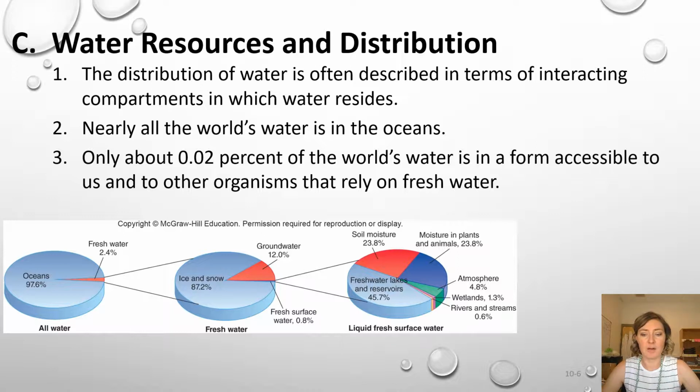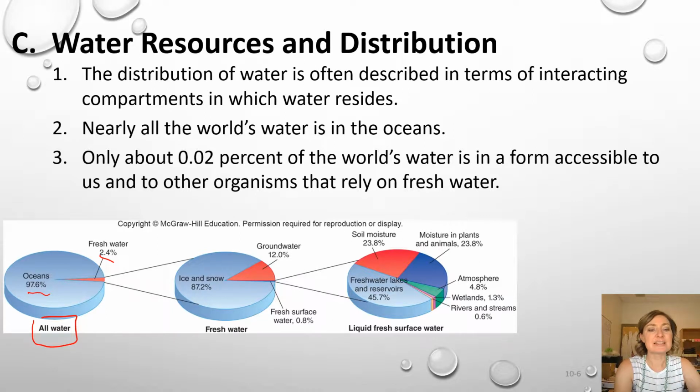For example, a water molecule that's in the ocean will usually stay in the ocean for about 3,000 years. That's an incredibly long residence time for a molecule of water, and that's just an average. As you know, nearly all of the world's water is in oceans, and only about 0.02% of the world's water is in a form that is accessible to us, and to other organisms. So it's not salt water, it's fresh water. So I really like this diagram because it puts into perspective our water situation. So notice in this first one, all water can be divided into two categories. 97.6% is going to be found in the oceans. Remember, that's not accessible to us because of the salt content, and 2.4% is freshwater.